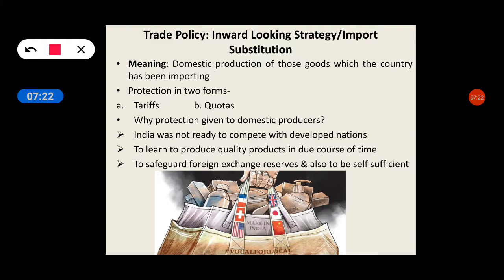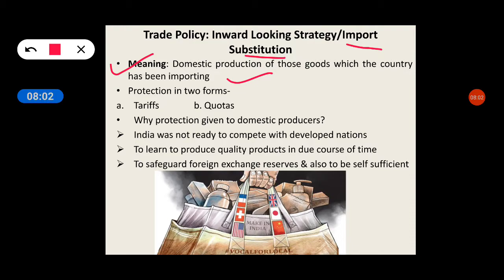So what does inward looking trade strategy basically mean? It refers to the policy of having reliance on import substitution. The name itself suggests its meaning, which is that you have to substitute your imports. So instead of importing, you really need to produce those goods in your country itself. It basically means you are domestically producing those goods which you were otherwise importing from other countries.